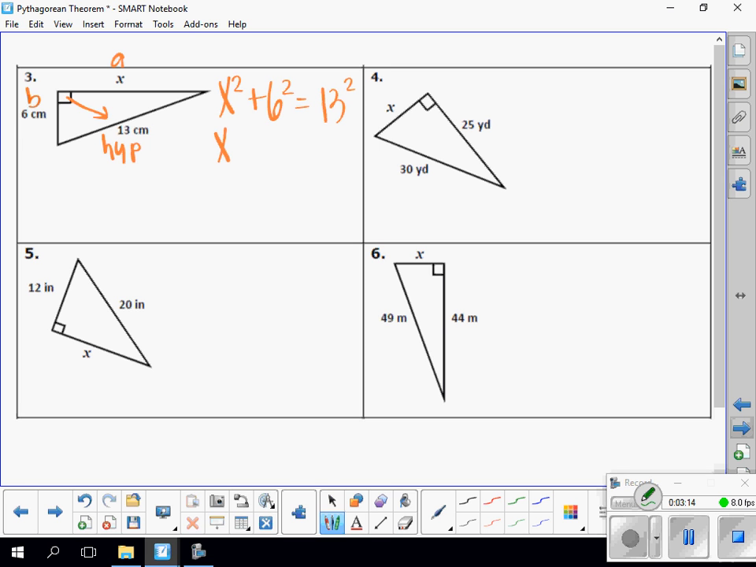X squared is x squared, 6 squared is 36, and 13 squared is 169. So my x isn't alone yet, so I can't just start square rooting. I need to move that 36 over. So this is a new added step into the problem based off of the last one. So that gets me x squared equals 133. Same step, to get rid of that squared, we need to square root. And x is going to equal 11.5 if I round it to the nearest tenth.